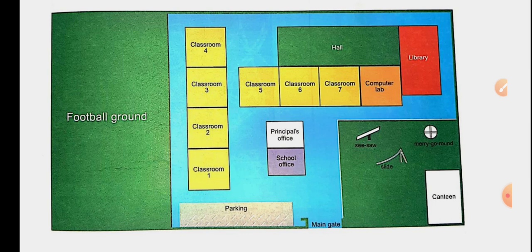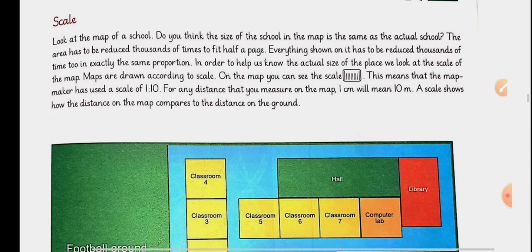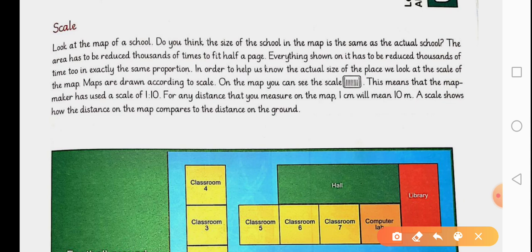Whenever we are making a map, there is a rule. We have to follow 1 by 10 ratio. 1 by 10 ratio means that 10 meters in real life is equal to 1 centimeter on the map.